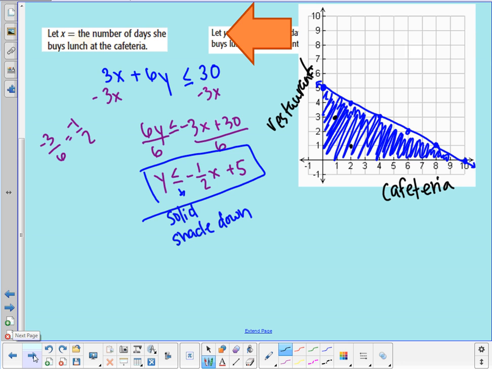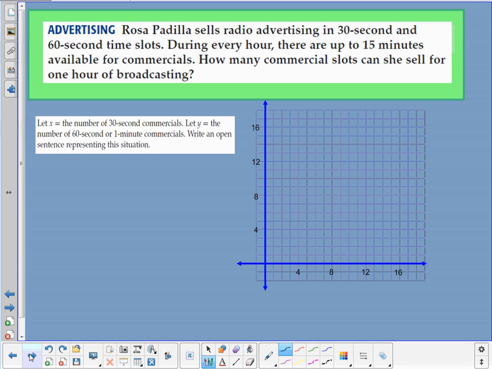All right, let's do another practice question together. So taking a look at number 2, it says Rosa Padilla sells radio advertising in 30-second and 60-second time slots. During every hour, there are up to 15 minutes available for commercials. How many commercial slots can she sell for 1 hour of broadcasting?